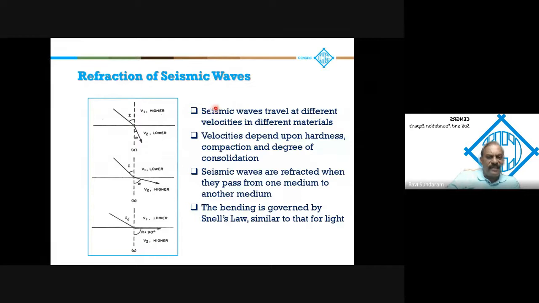So basically, you can see this is the way that the wave would travel from a higher velocity to a lower velocity, or from a lower velocity material to a higher velocity material. So the velocity depends on the hardness and compaction and degree of consolidation. So seismic waves are refracted as they pass on from one medium to another. So the Snell's law, which is used for light, the bending of the seismic waves is also governed by the same Snell's law.